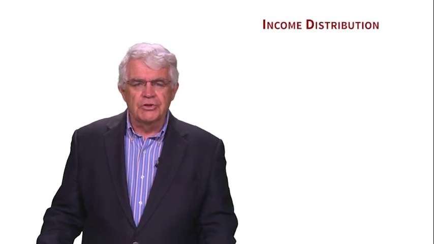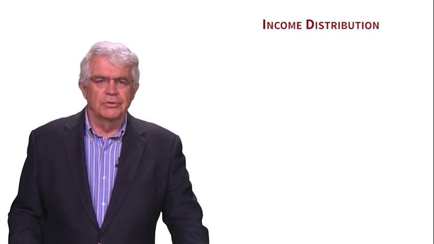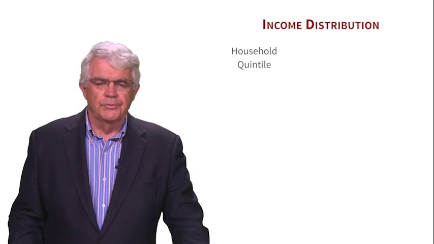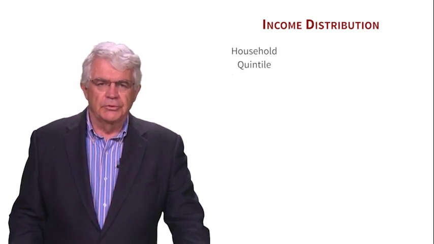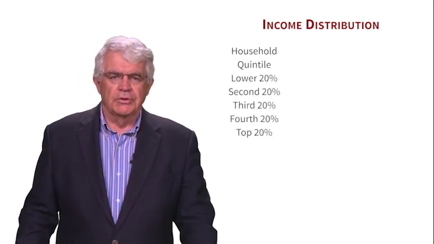In this lesson, we're going to consider some of the basic facts about income distribution, focusing mainly on the United States, and show you some good ways to describe how the income distribution changes over time. By income distribution, we mean the percent of income that's earned by different quintiles in the economy. A quintile is defined as those in the different sections of the income distribution: the lower 20%, the second 20%, up to the top 20%.